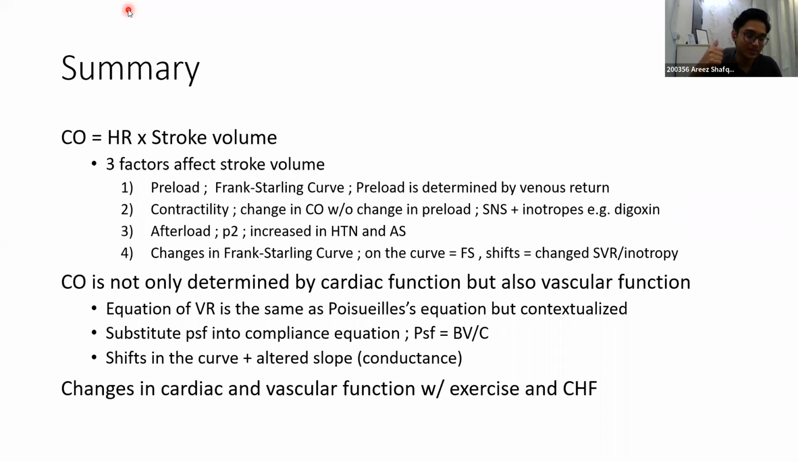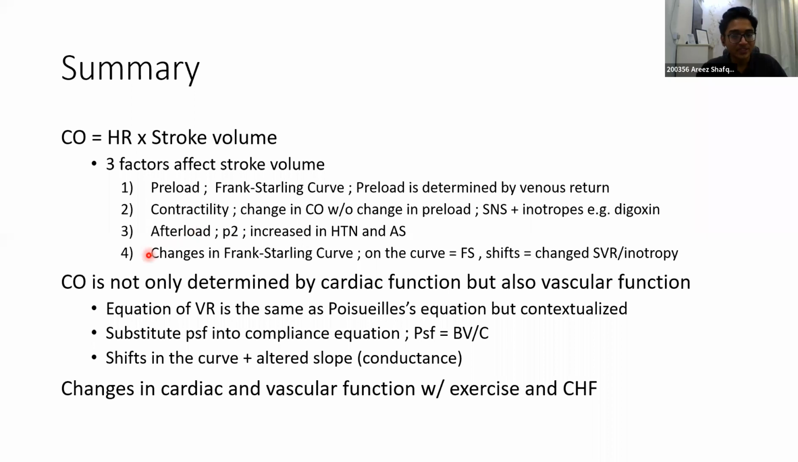I told you that we measure cardiac function by stroke volume. Then I told you the factors which regulate stroke volume with the mnemonic CAP: preload, contractility, afterload. Preload refers to the Frank-Starling curve, is determined by venous return. Contractility is changing cardiac output without changing the preload, is determined by the sympathetic nervous system and drugs like digoxin. Afterload is determined by vasoconstriction. It is increased in things like hypertension.